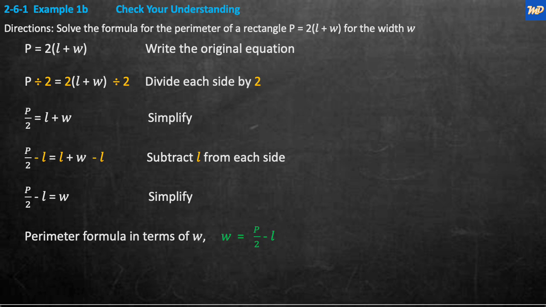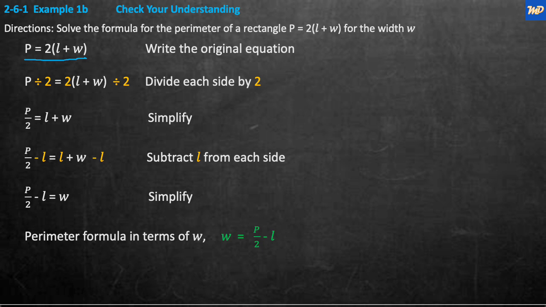So we start by writing the equation. The equation is the same thing that's up in the problem, right? So I rewrote the equation. P equals 2 times the length plus the width. L is length, W is width. Then from there, we have to get the W alone on one side.